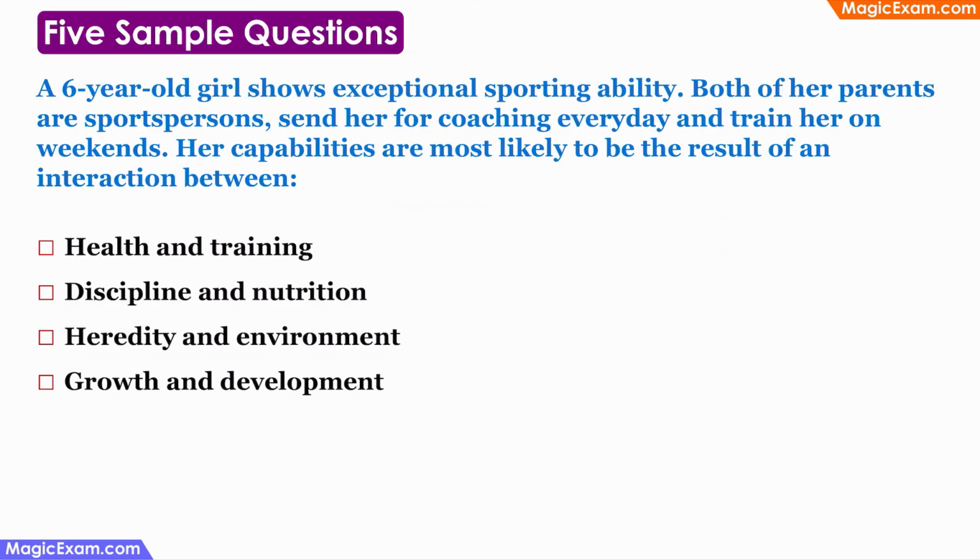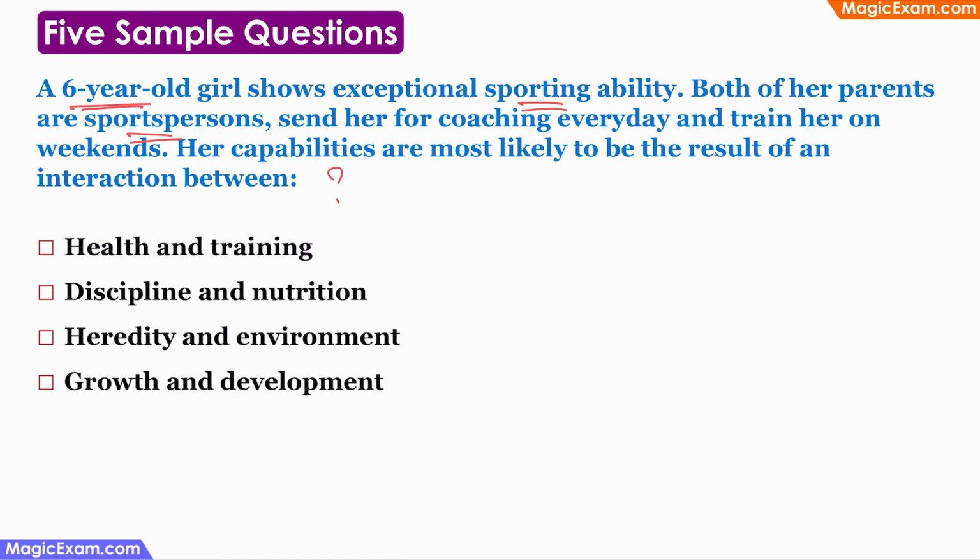Moving on to the questions, the first question is asking us that a 6-year-old girl shows exceptional sporting ability. That is, she is very good at sports, and both of her parents are sports persons. And they send her for coaching every day and they train her on weekends, and her capabilities are most likely to be the result of an interaction between which of the two factors.